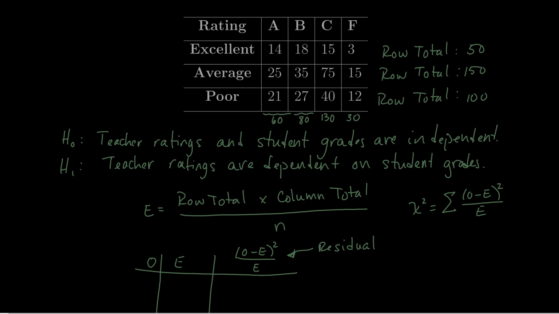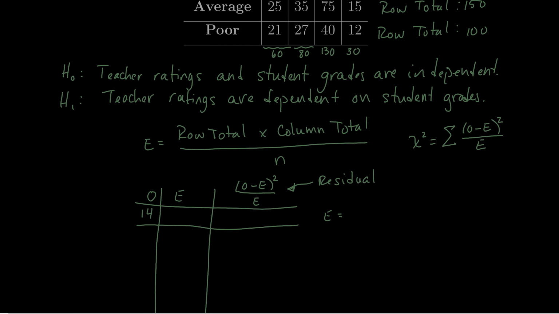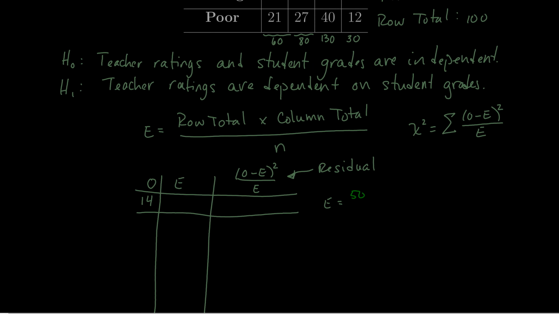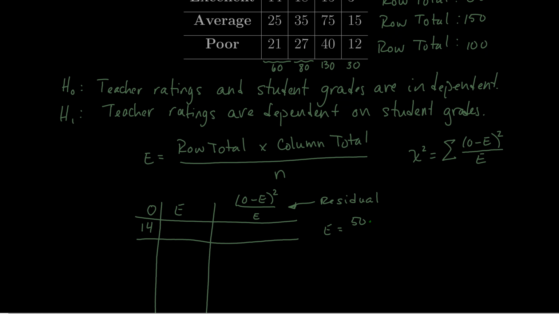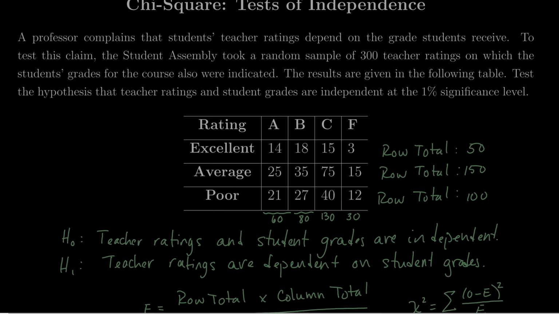So let's start with the observation of 14. So we'll record that number under the observed frequency. Now the expected frequency for this observation will be the row total, 50, this is the row in which 14 falls under. Since it falls under the row where the total was 50, the row total for that observation is 50. The column total under column A here is 60. So the expected frequency is 50 times 60 divided by n. This is told to us in the problem, 300.